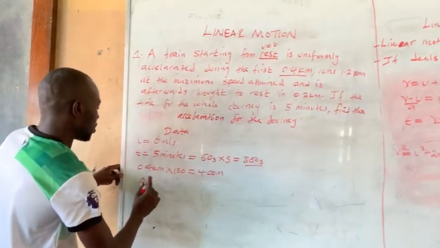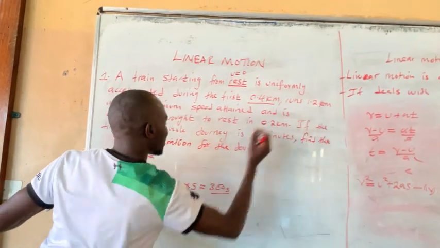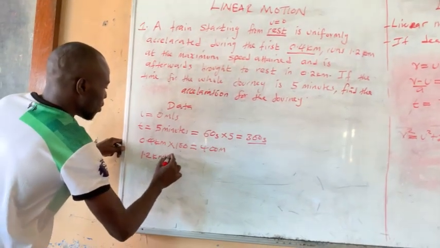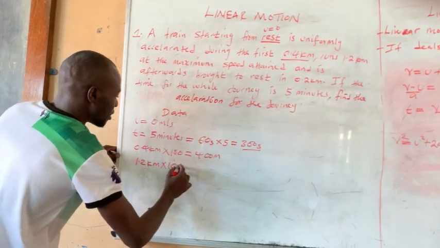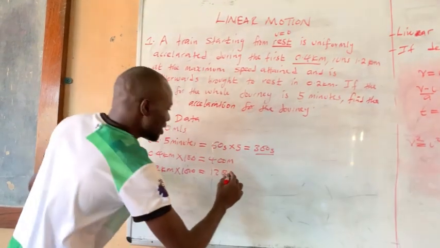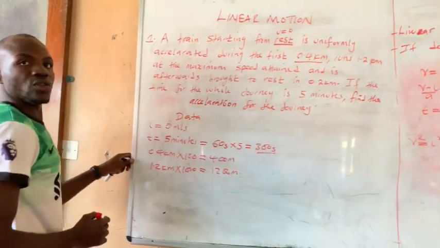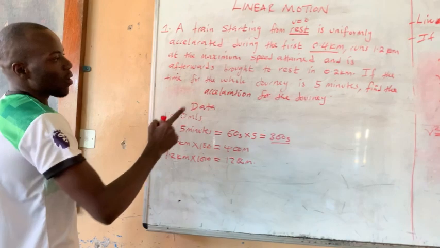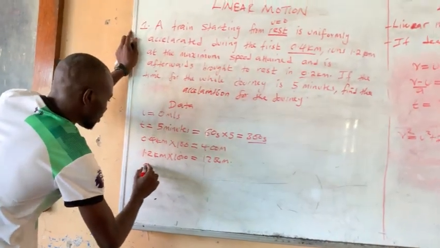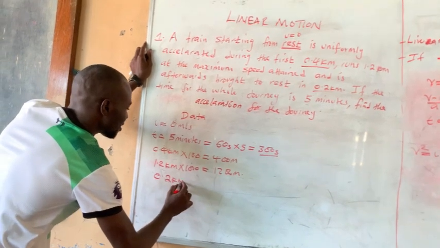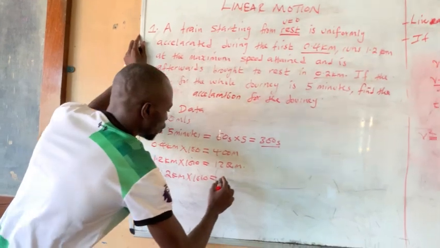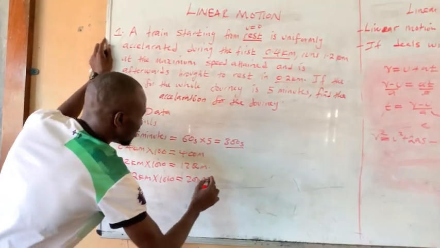We have another distance here, which is 1.2 kilometers. Times 1,000, this will be equal to 1,200 meters. Keep that answer there. Let's come to this one here: 0.2 kilometers times 1,000 is equal to 200 meters.